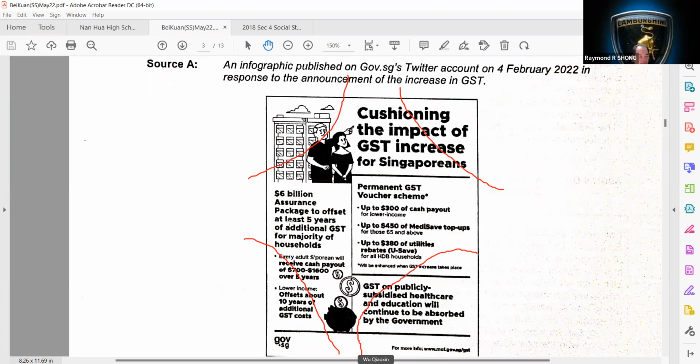So Pei Kun, you see, the first picture here is about housing. The second one I cut is talking about cushioning. This one I cut is about lower income offset over 10 years, with this gov.sg. So it's definitely very reliable. And then this is for more information about MOF, Ministry of Finance, gov.sg, Senate GST publicity. An infographic published on gov.sg, this is the one you see here, all the way linked back to this one here.